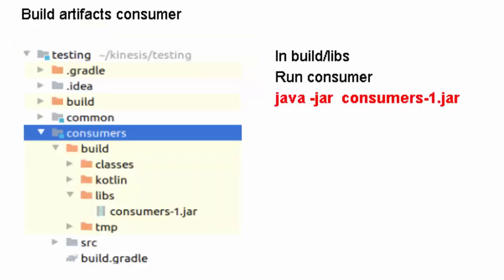Once you've built the project, you'll be able to find the build artifacts in the following location. For the consumer, go to the consumers module in the build directory. In the libs directory under build, we can find consumers-1.jar. And we can just run this jar with the java jar command. I built the code to run in Java 11.